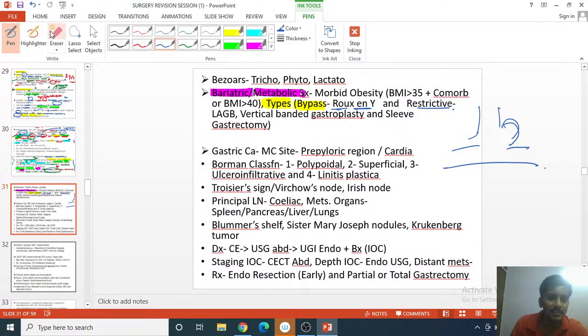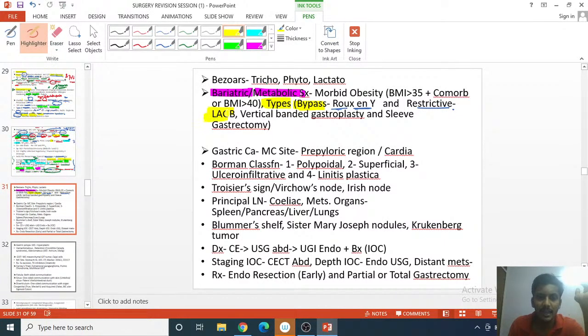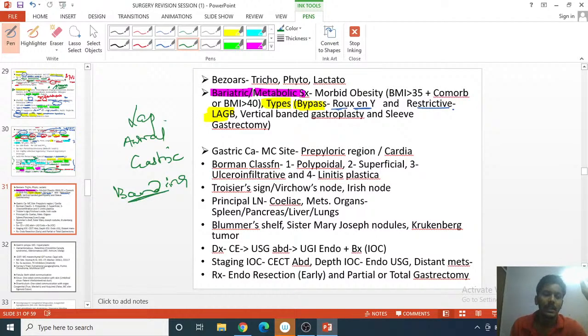Then second is your restrictive surgery. So restrictive surgeries में क्या होता है? स्टमक की कैपेसिटी तुम कम कर देते हो, and there are different kinds of restrictive surgeries. First is LAGB. What is LAGB? That is laparoscopic, sorry, that is your laparoscopic adjustable gastric banding. Okay, so तुम एक बैंड लगा देते हो स्टमक के आसपास. Okay, so that is your laparoscopic gastric banding.